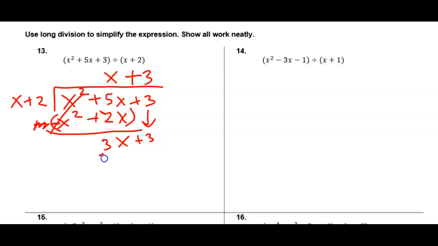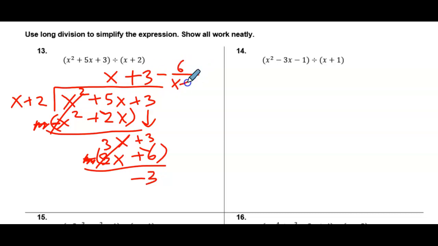Remultiply. 3 times x is 3x. 3 times 2 is 6. And then subtract them. Changes both signs. So that's minus 3, and that's minus 6. So 3 minus 6 is negative 3 as my remainder. So it's minus 6 over x plus 2.